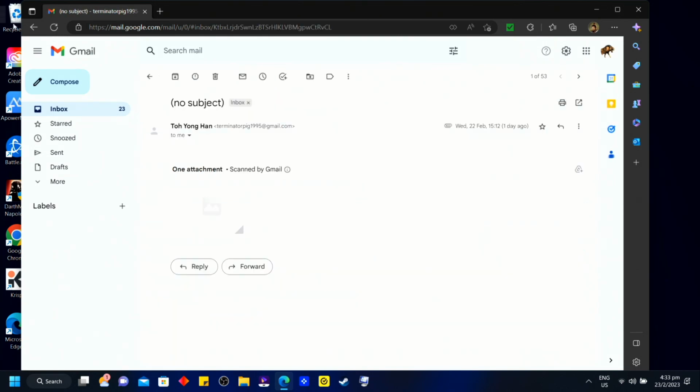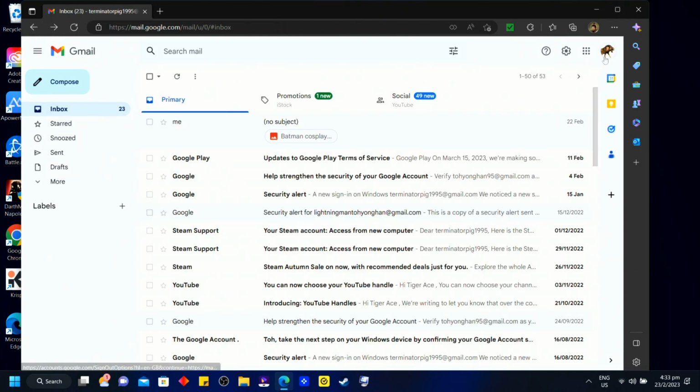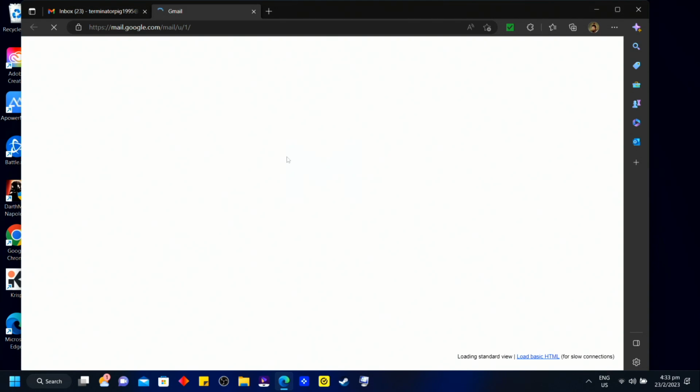So let me download the images. Sorry, let me check. I have multiple emails.